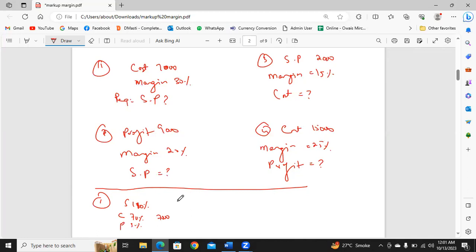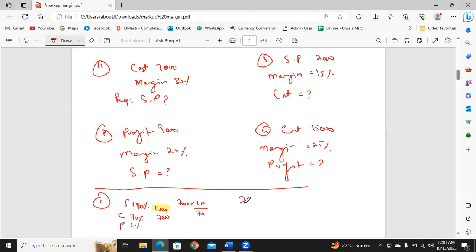Now we have to find the selling price. So what we have to do? 7,000 into 100 divided by 70%. So how much is it? It is 10,000. So selling price is 10,000.